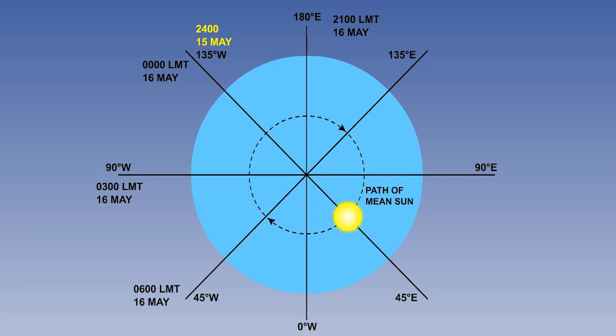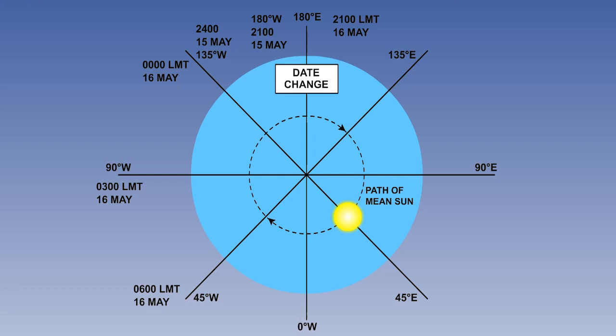If we go a further 45 degrees westwards to the Greenwich antimeridian, we are 3 hours earlier. This takes us to 2100 hours on the 15th of May. But if you remember, it was also 2100 hours on the 16th of May when we counted it forwards, going eastwards. Therefore, local mean time changes date when crossing the Greenwich antimeridian.